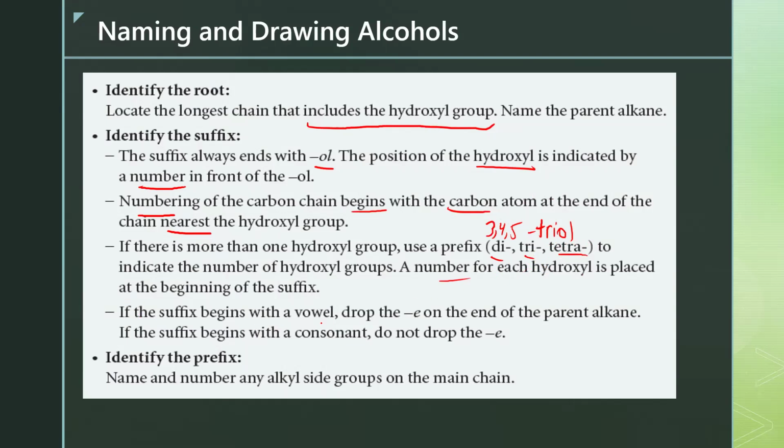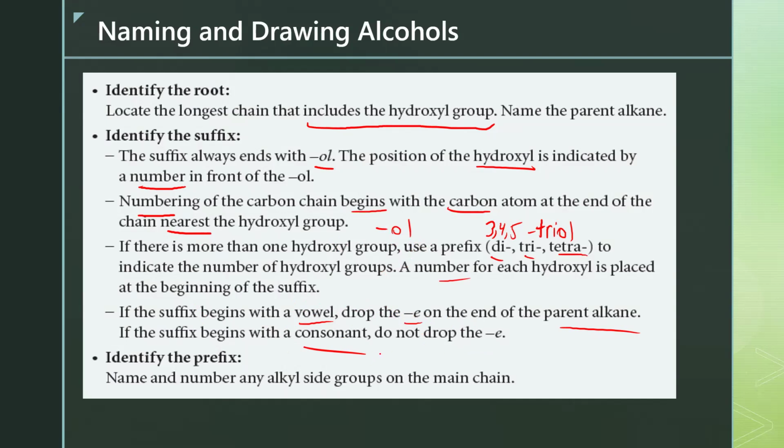Now, if the suffix begins with a vowel, you've got to drop the E on the end of the parent alkane. Generally speaking, off the top of my head, I think it only will really begin with a vowel if there was only one hydroxyl group, because then it ends with -ol. There might be others, actually, now that I'm thinking about it. Like if there were eight of them, I guess that'd be like octol, whatever. It is what it is. But anyway, you drop the E on the end of the parent alkane if the suffix begins with a vowel. But if the suffix begins with a consonant, so not a vowel, you don't drop the E. Kind of a silly rule, but that's just how they do it, right?